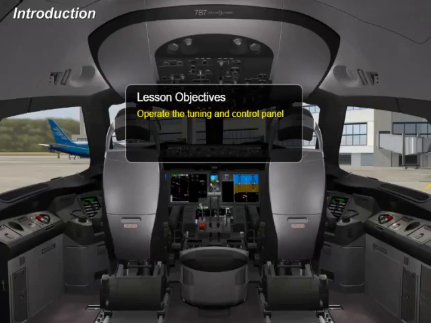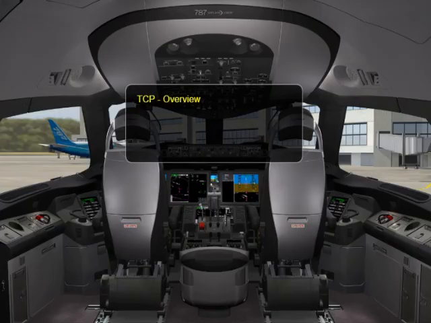In this lesson, you will learn to operate functions on the Tuning and Control Panel, or TCP. This lesson will describe the purpose of the TCP and locate the TCPs on the flight deck. It will also identify the TCP front panel controls and state the purpose of each control.